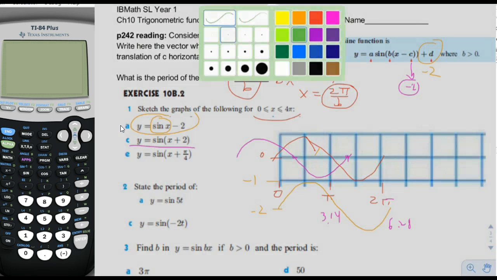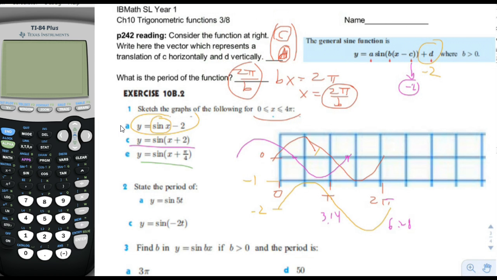And now let's do x plus pi over 4. Instead of moving over 2 units to the left, now it's moving pi over 4 units to the left. Pi over 4 is a little bit easier because our scale on the axis is written in pi here. So pi over 4 would be like that much, right? Everything would be moved over 1/4, kind of like that. Okay, so that's the green one.